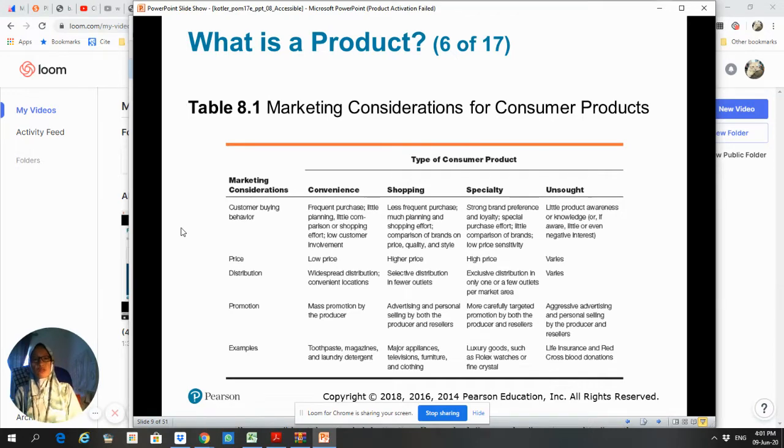Alright, then the next one is specialty. The specialty product involves strong brand preferences and loyalty, special purchase effort, little comparison of brands, and low price sensitivity. Specialty, of course. I am an Apple product user. When I want to buy any product, I'm not going to easily switch to another brand. Apple lah di hatiku. For example, loyal.